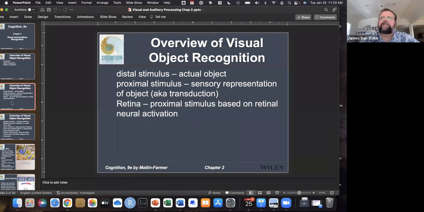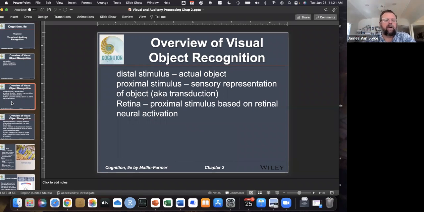That representation is going to take different shapes based on what we're doing with it, how important it is to us, what types of actions we can do with it, and several different sorts of things. On the retina, which is where we receive most of our visual information, the proximal stimulus is based on retinal neural activation. So what I want to start off with in talking about visual processing is a review of the neuroscience, or more the biopsychology, of how visual processing happens.